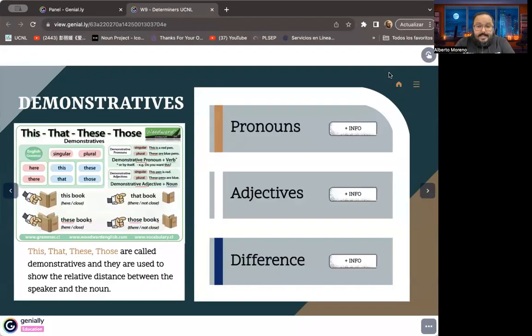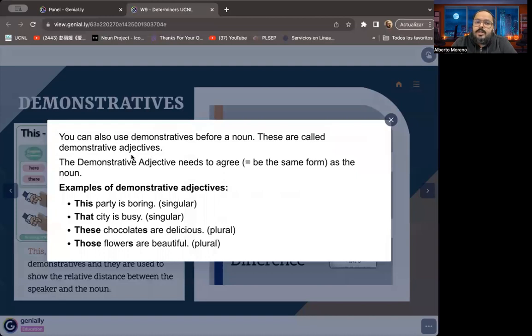Next, the adjectives. Says, you can also use demonstratives before a noun, and these are called demonstrative adjectives. Demonstrative adjectives need to agree, or be the same form as the noun. For example, in here, we use a demonstrative adjective plus a noun, and the demonstrative adjective must agree with the noun. We use this party because this is for singular and party is singular. This party is boring. That city is busy. These chocolates are delicious. Those flowers are beautiful.